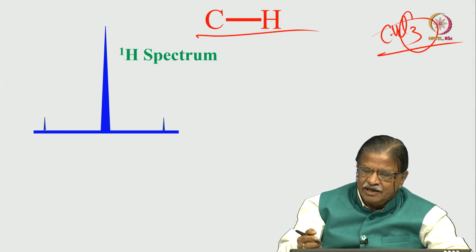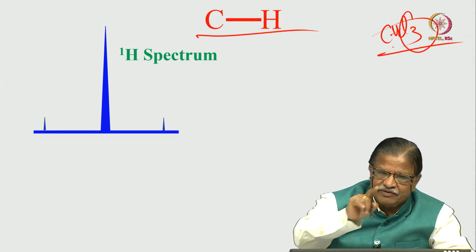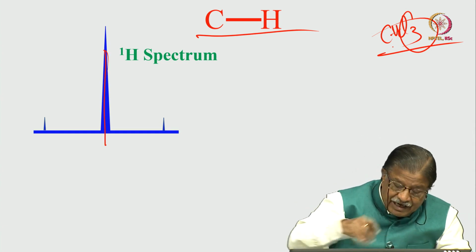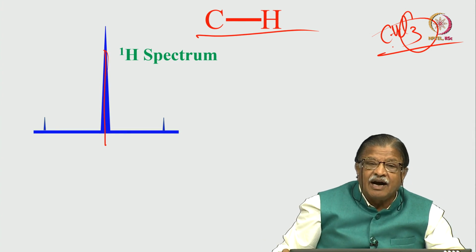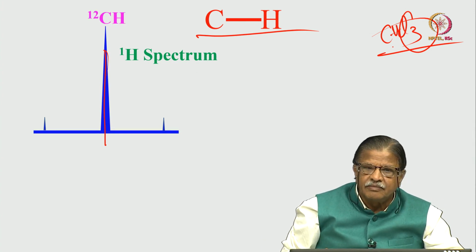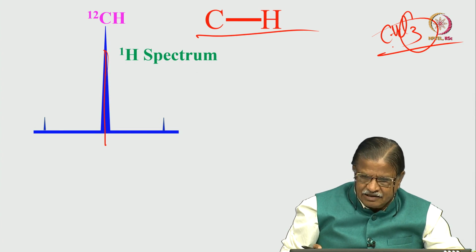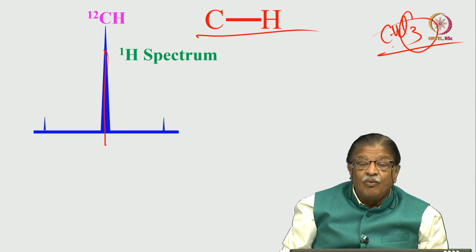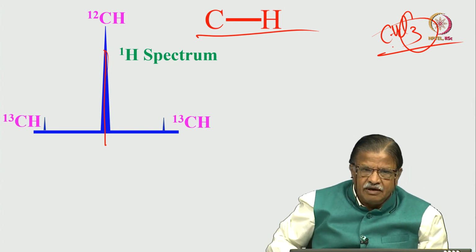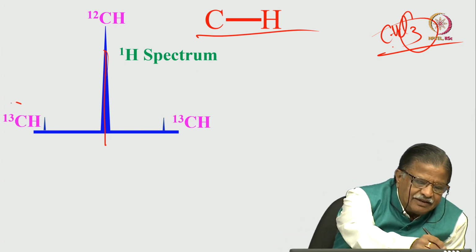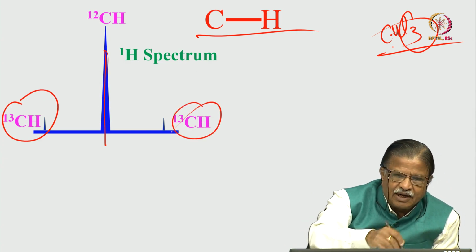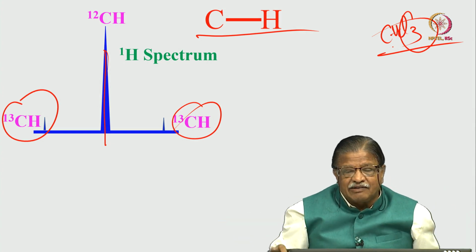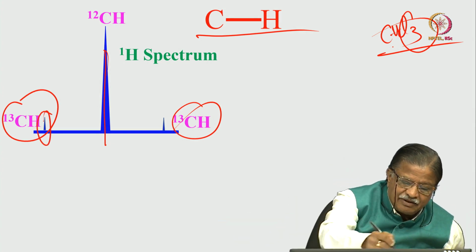We all know that if I take CHCl3, the 1H spectrum gives a single peak, this one. This comes from 99% of the molecules, where carbon-12 is attached to the proton. Carbon-12 is NMR inactive, and we are detecting only the proton, so no coupling. What about the 1% of molecules that have carbon-13? Here, carbon-13 is coupled to the proton. That will become a doublet because of coupling with the proton. And those are the peaks we are getting here.